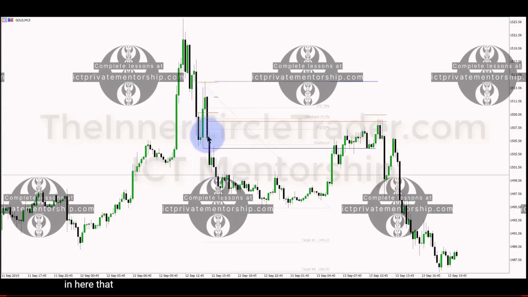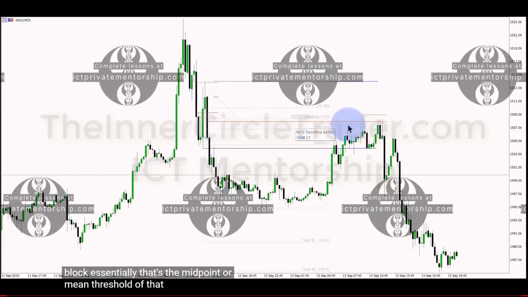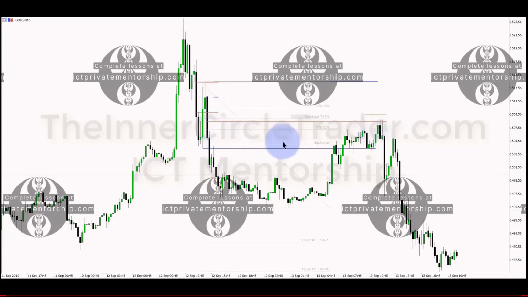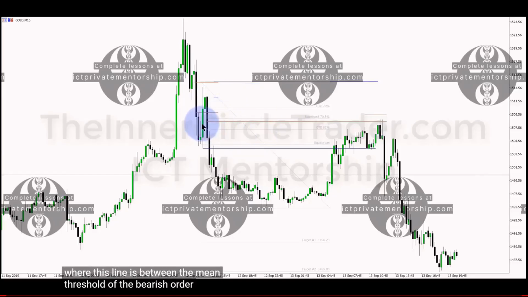We have this candle's low to this candle's high. In here, that midpoint is this red line, which it hits right there perfectly. It also is basically the middle of this low to this high range. So this bearish order block, essentially, that's the midpoint or mean threshold of that same level. In this area where this line is, between the mean threshold of the bearish order block and the midpoint of the fair value gap, in this form is a SIBI, sell side imbalance, buy side inefficiency.